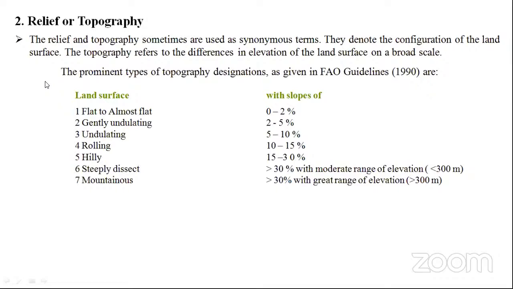Please say, what is the meaning of soil catena? Sir, arrangement of soil profiles. Yes, what he said is right. From this topography, you can see different horizons of soil forming. So that difference of horizon in one particular topography is called soil catena.